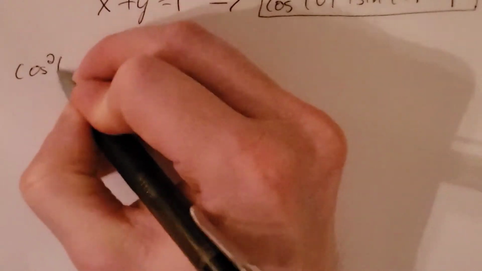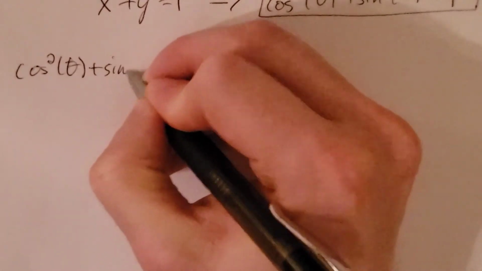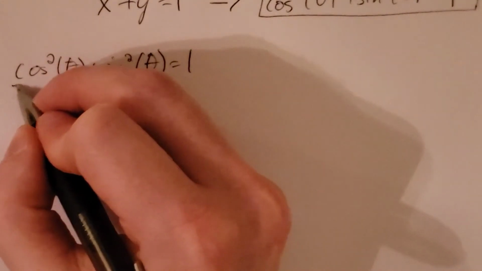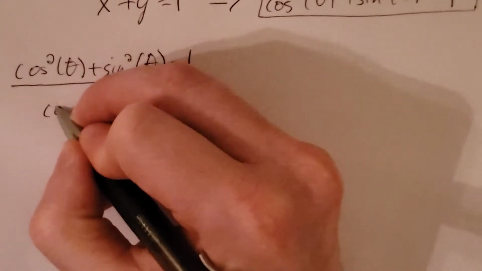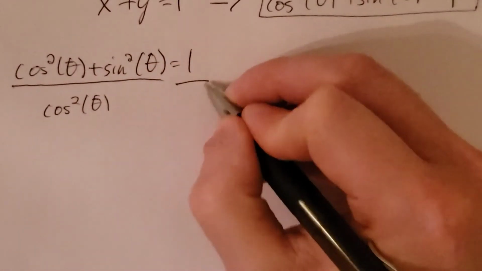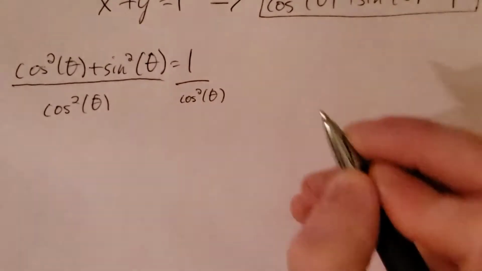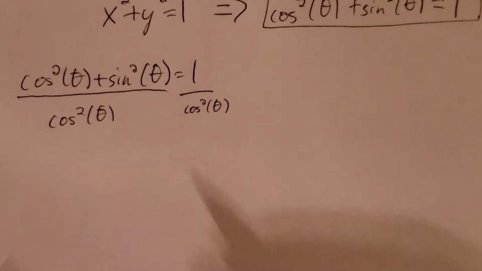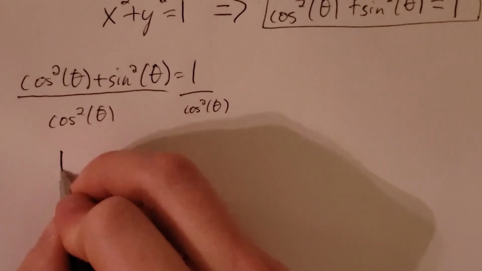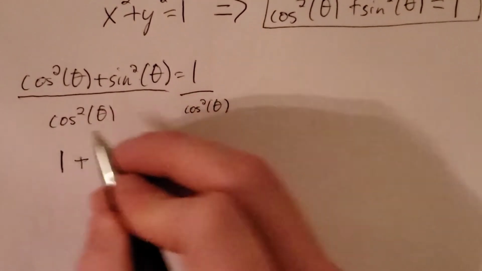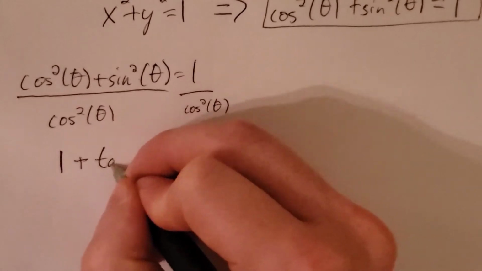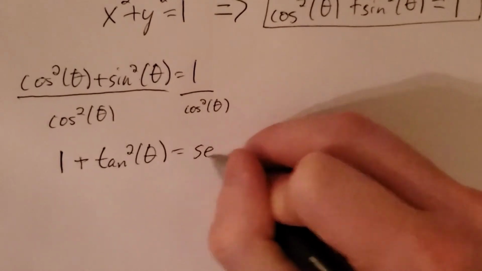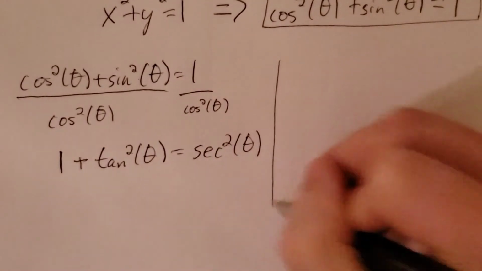We actually have two related identities to this, which I will say now. So I'm going to rewrite that same identity, and then we're going to do something to it and get a new identity. Let's divide everything by cosine squared. So we divide both sides by cosine squared, and we get cosine squared over cosine squared is 1, plus sine squared over cosine squared. Well, sine over cosine is tangent, so this is tangent squared. And 1 over cosine is secant, so this is secant squared.